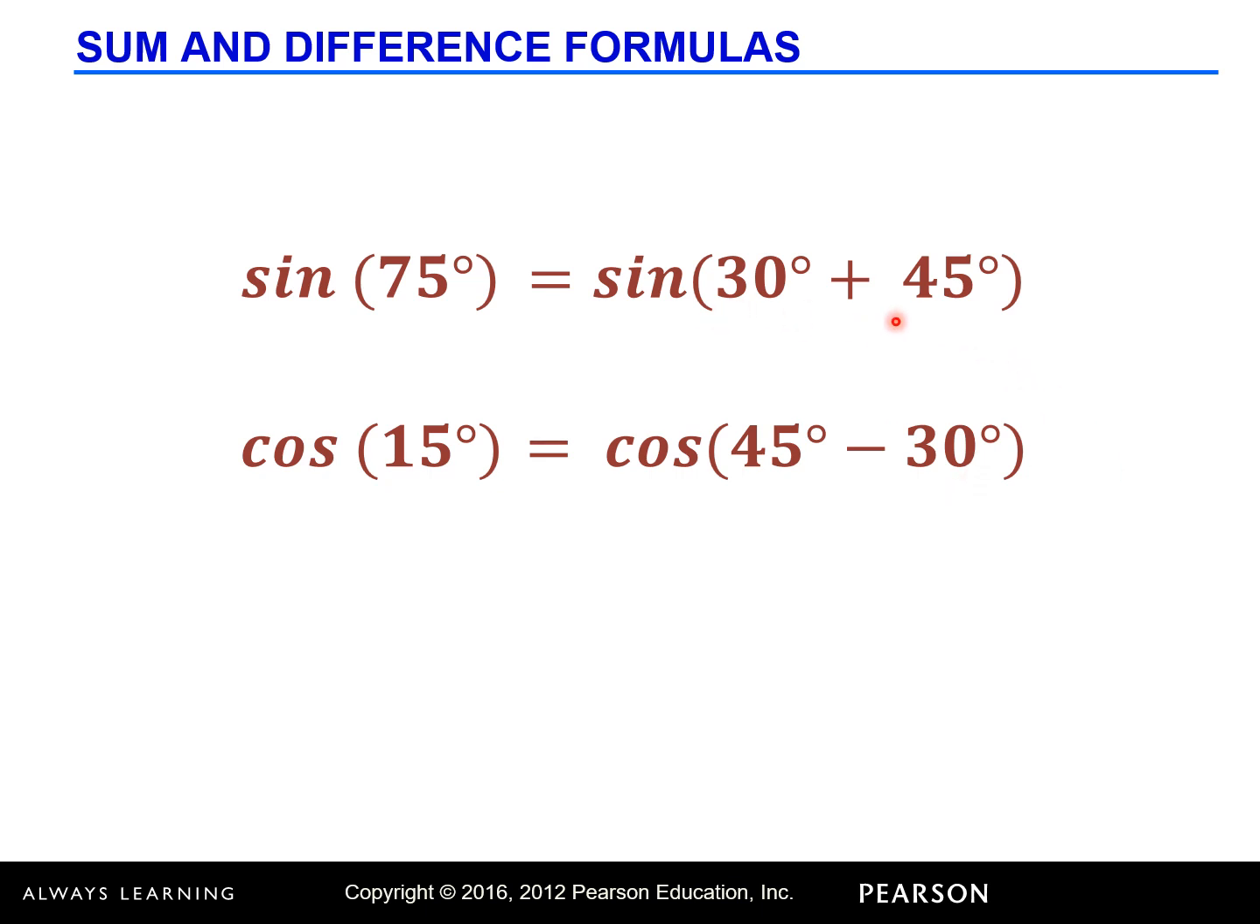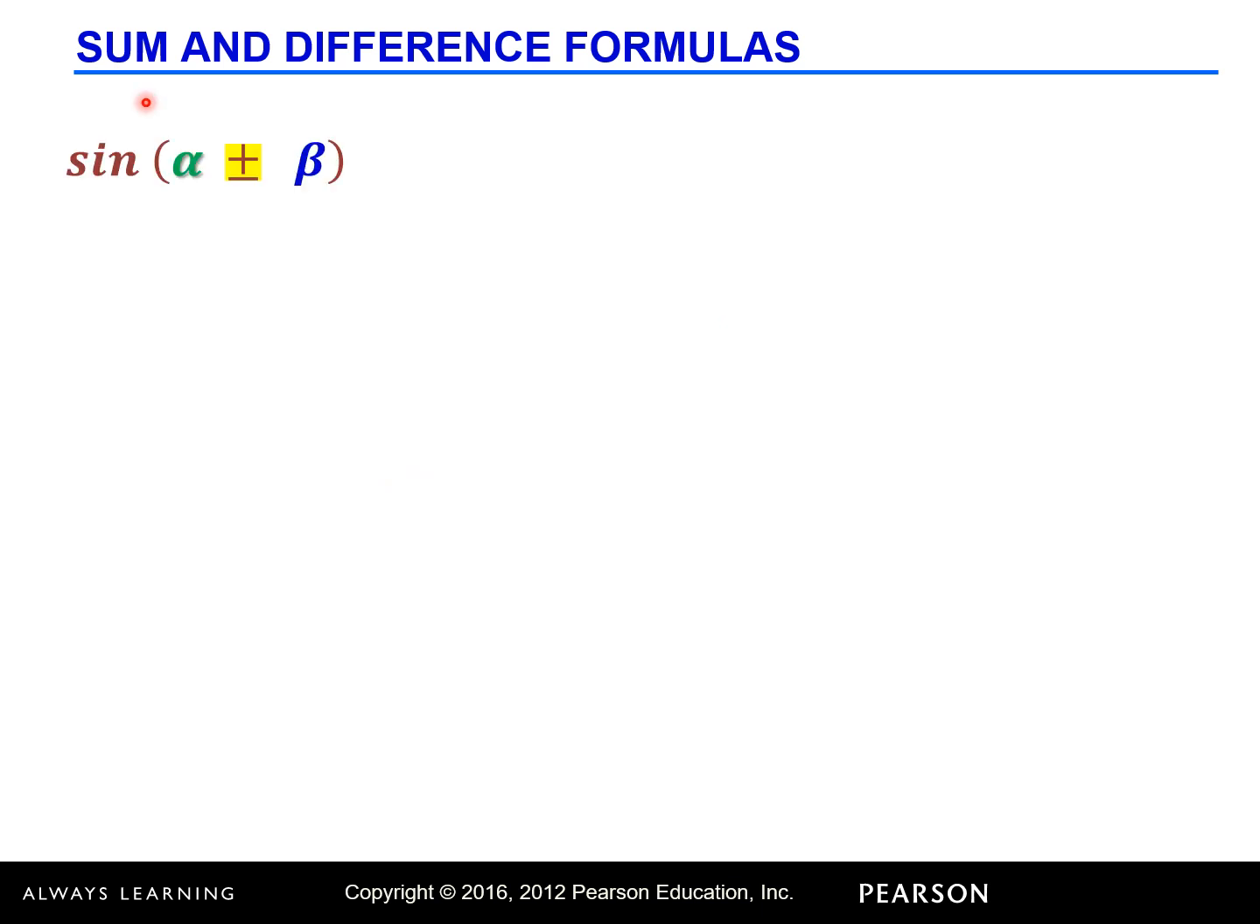So the first expression is using the sum angle formula or identity, while the second expression here is the difference angle formula or identity. So let us explore the sum and difference formulas. Let us start with the sum and difference angle formula for sine. Take note that this is not equal to sine of alpha plus or minus sine of beta, meaning you cannot distribute the sine in these two angles. So let us present the identity for this.